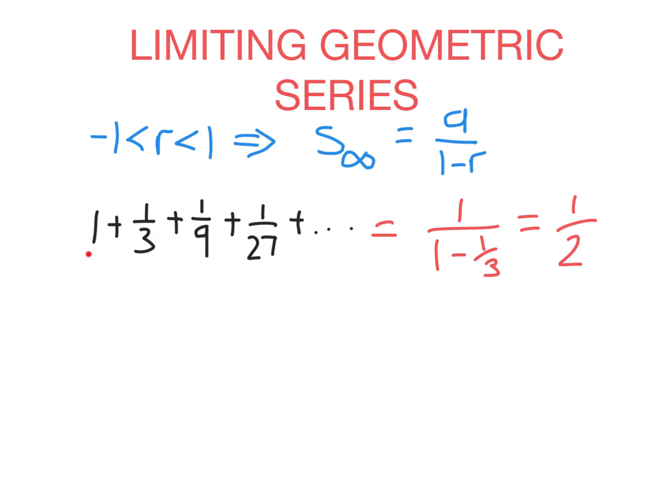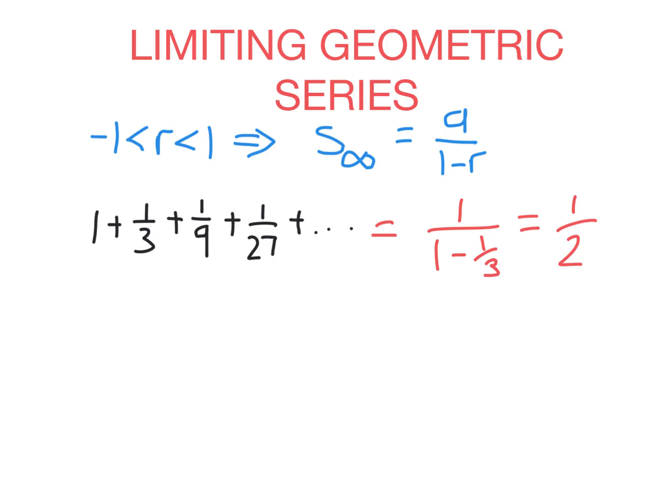So if you add up these terms, it will get closer and closer to a half. So it's like 1, 1.3 recurring, 1.4 recurring, and so on. It will get closer and closer to, but never exactly reach, a half. So a half is the limiting sum. It is the limit of this sum. It will never go past a half, no matter how many terms you add up.